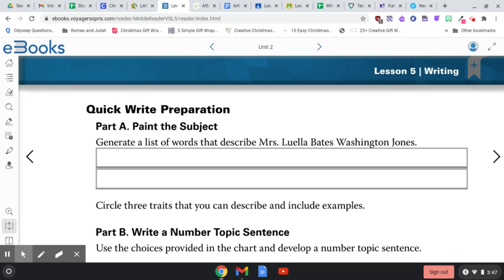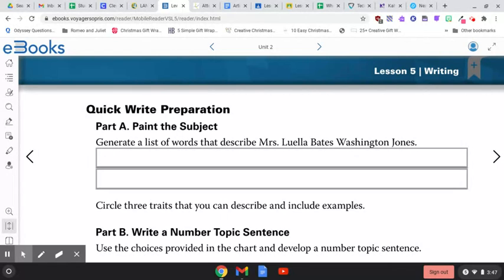Hello, I want you to turn to page 55 in your student books. We're going to look at part A first. To prepare for your writing assignment, I want you to start thinking about how you would describe Mrs. Luella Bates Washington Jones. What are some words that describe ma'am?